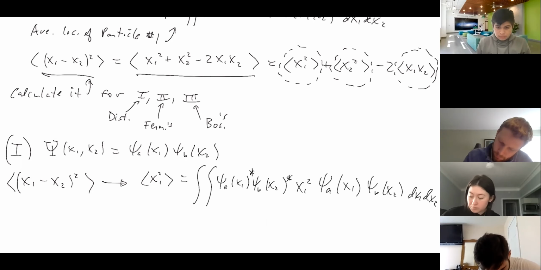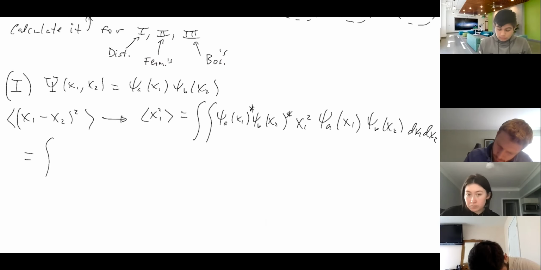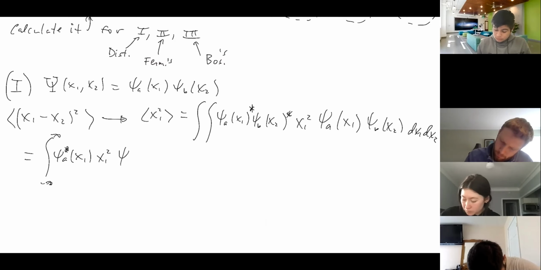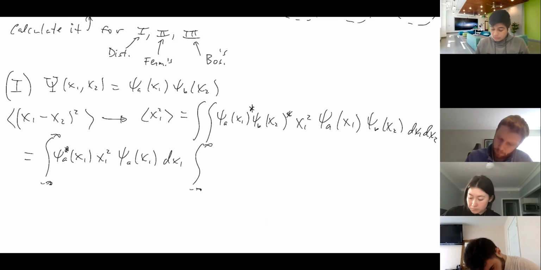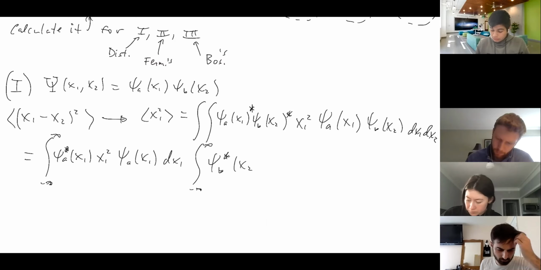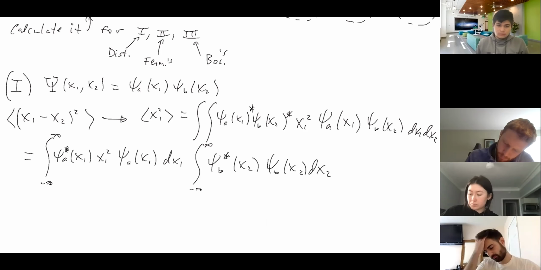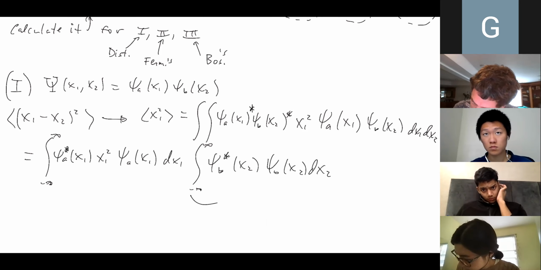You see that I'm just calculating this quantity, and there's some algebra associated with it, but I can move things around. This is then the integral from negative infinity to positive infinity of psi a star of x1, x1 squared, psi a of x1 dx1, times the integral from negative infinity to infinity of psi b star of x2, psi b of x2 dx2. This is just tedious algebra, nothing fancy. So this one right here, what's that going to be equal to?